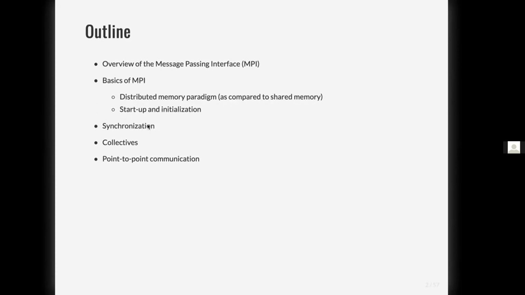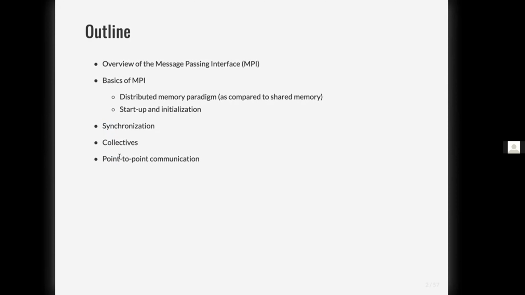A bit about how to start up and initialize using MPI. And then we will look at three kinds of communications that one can do using MPI, which is synchronization, so-called collective operations, and point-to-point communications. And we will look at some indicative examples of functionality of these three in our exercises.